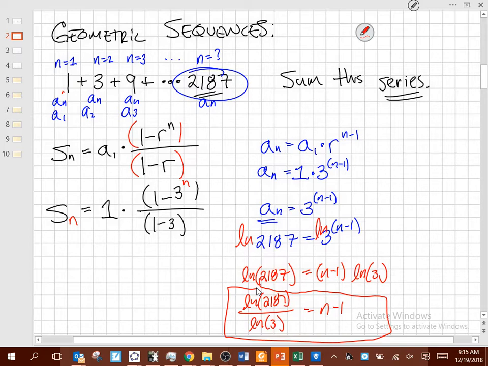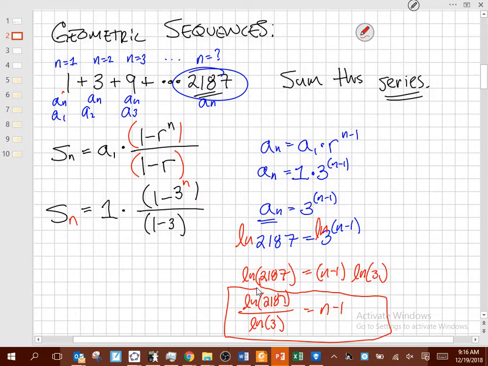The second thing to realize, and it plays into that as well, is think about each of those positions. 9 is a multiple of 3, right? It's 3 squared. The next number is going to be 27. That's 3 cubed, right? The next one's going to be 81. That's 3 to the 4th, right? So essentially, when I take ln of 2187 divided by ln of 3, that is going to give me some power that I raised 3 to get that 2187. Does that make sense?